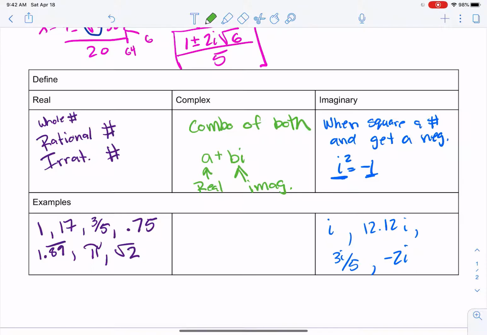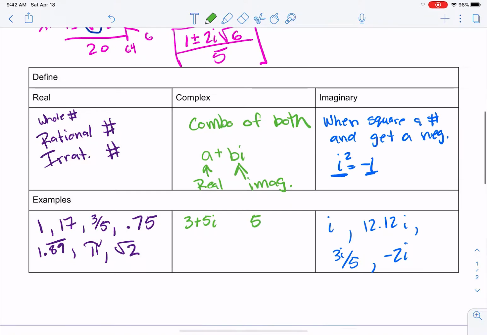So an example of that would be 3 plus 5i. Another example that might confuse you would be 5, because that's the same as 5 plus 0i. So technically that's a complex number where the i term is being multiplied by 0. So on that note, then 3i is also a complex number because the a part of that is just 0. So complex numbers are either imaginary numbers or real numbers or the combination of both of them.